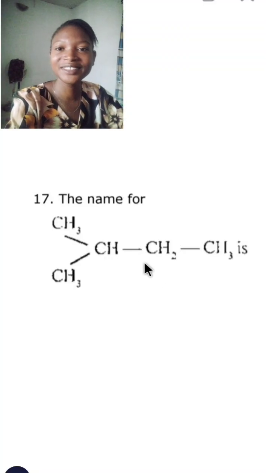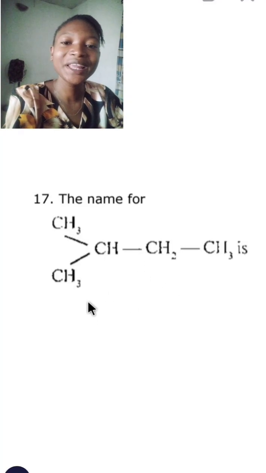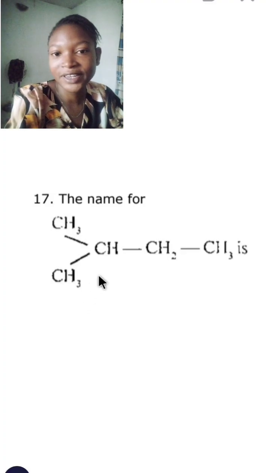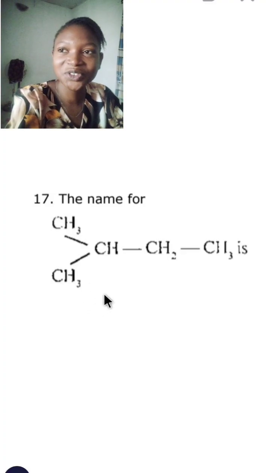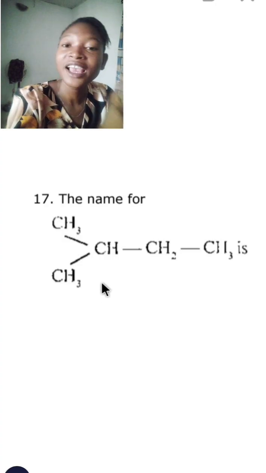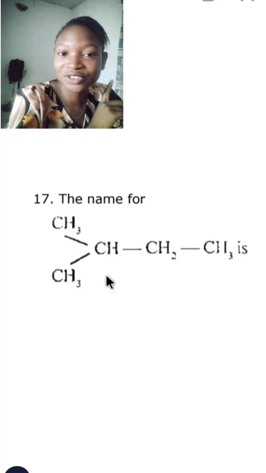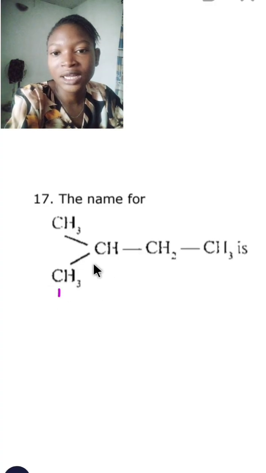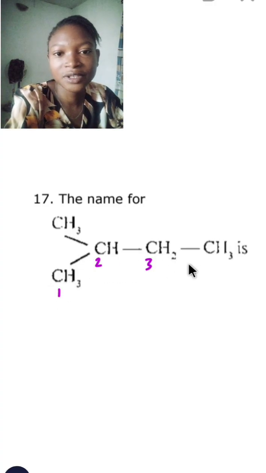The IUPAC name for this is what? So how do you name this? It's a straight chain. It's very simple. I know everybody knows that. The first thing you have to do when you want to name an organic compound is that you number it, right? To determine your longest carbon chain. I used to say the first law is determine your longest carbon chain. Now let's number it. 1, 2, 3, 4.